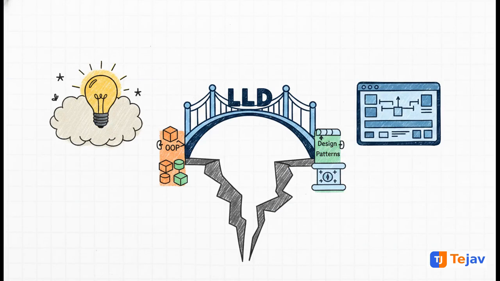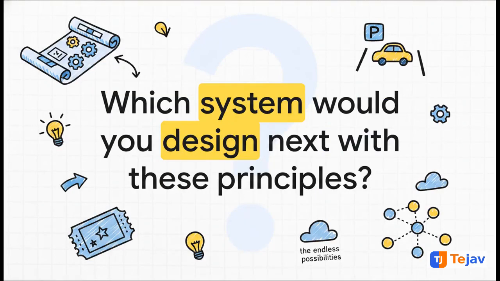So, what's the big takeaway here? Low-level design isn't just some random interview hurdle. It is the craft of building good software that's built to last. It's where object-oriented programming and design patterns come together to bridge that huge gap between a cool idea and a real working product. So now you've got the blueprint for how to think about software at a really detailed level.